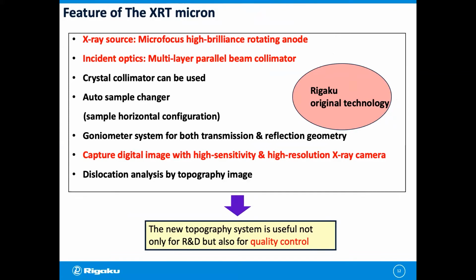XRTmicron has these kinds of unique features. For the X-ray source, we use a micro-focus high brilliance rotating anode. For incident optics, we use a multi-layer parallel beam collimator. Also, a crystalline collimator can be used and an auto sample changer is available. The camera system for both transmission and reflection geometry captures digital images with a high sensitivity and high resolution X-ray camera.